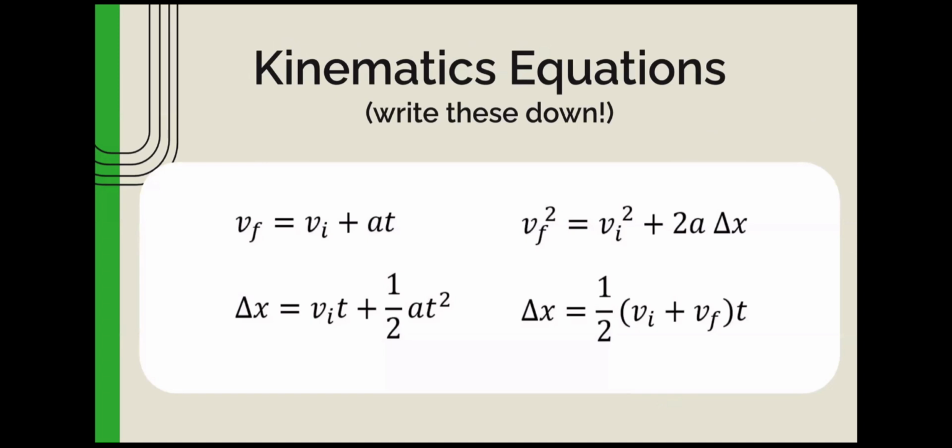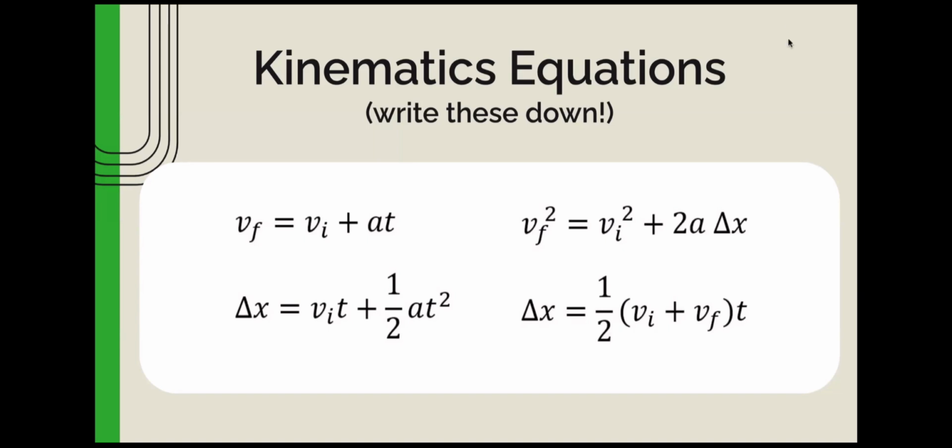So what is kinematics? Kinematics is the part of physics that describes how things move without worrying about why they move. You can think of it as a way to track motion. It tells you how fast something is going, how far it travels, how long it takes, and how its speed changes over time. Kinematics doesn't really care about forces, it only cares about motion and the properties of motion itself.